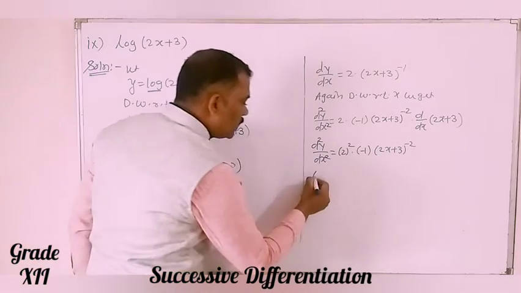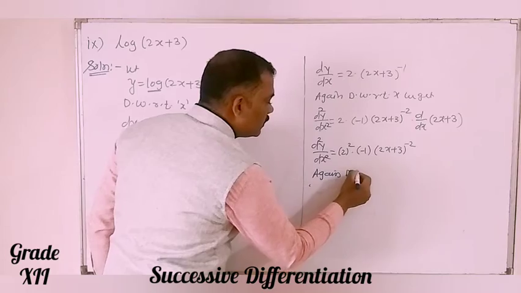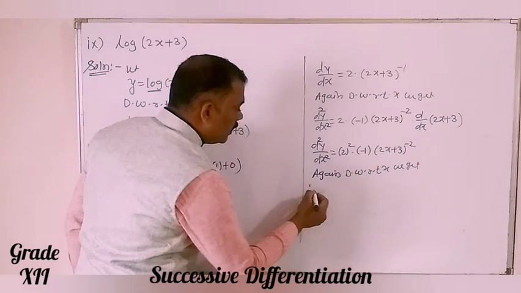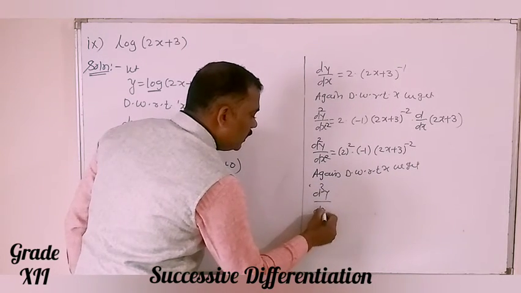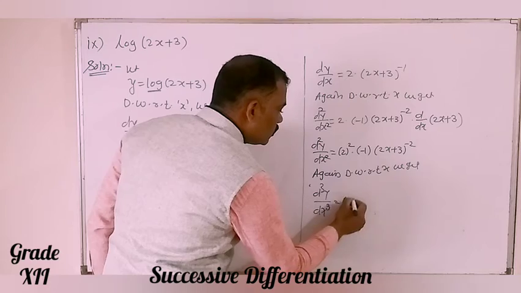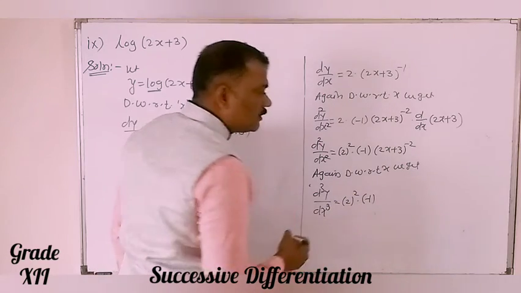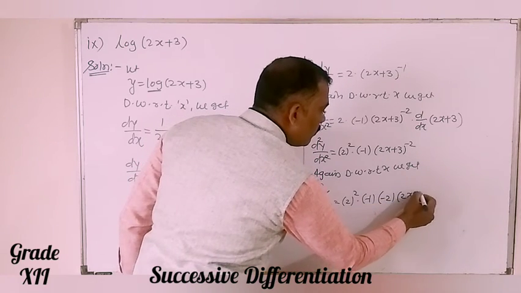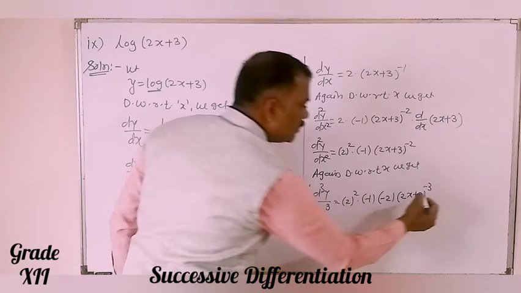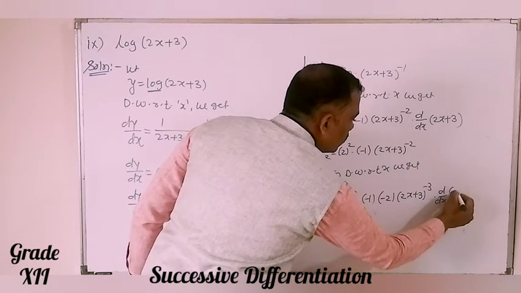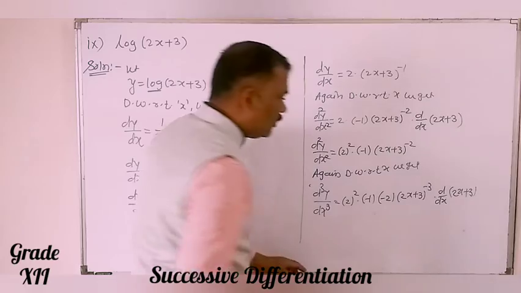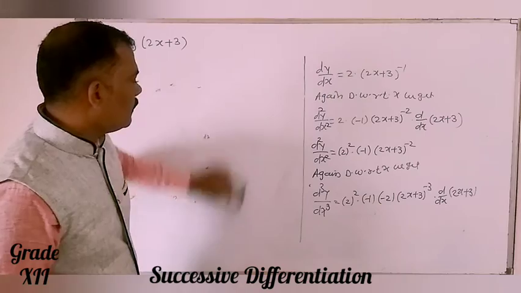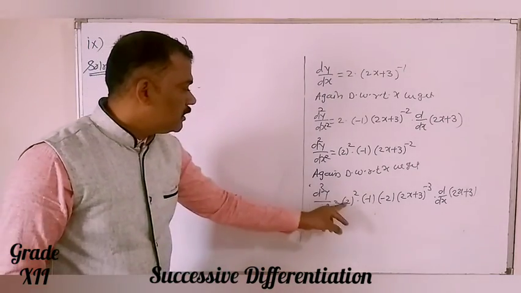Again, one more time we have to differentiate with respect to x, that is the third order derivative, d3y by dx raised to 3 is equal to 2 square into minus 1. These are constants, so we take them outside. Take the power as it is, minus 2, and from the power we subtract 1, that is raised to minus 3, into d dx of 2x plus 3. The differentiation of 2x plus 3 is 2, so we can write 2 cube.